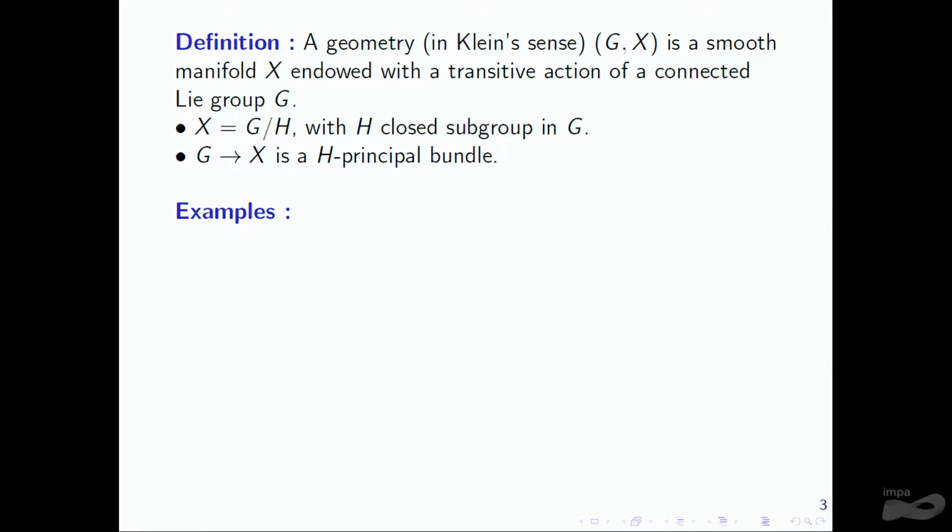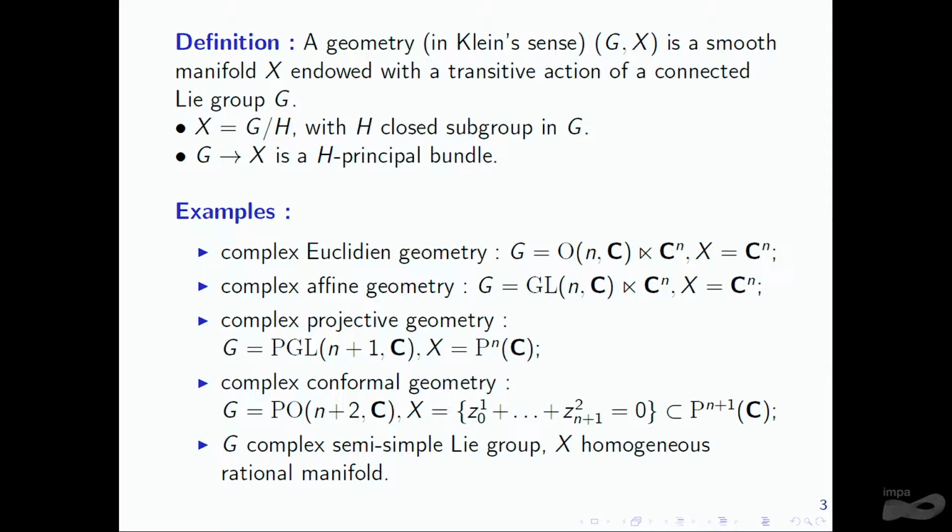So the definition of Klein is the following. You think of a homogeneous space, meaning that you have a symmetry group which acts transitively on your space, and your space is just G over H, where H is a closed subgroup in G. And I will give here examples which are in the holomorphic setting. So in this talk, I will think about G as being a complex Lie group, and H a closed subgroup in it. So somehow try to complexify all examples you have. For example, the first one, the complex Euclidean geometry, is the complexification of the Euclidean space.